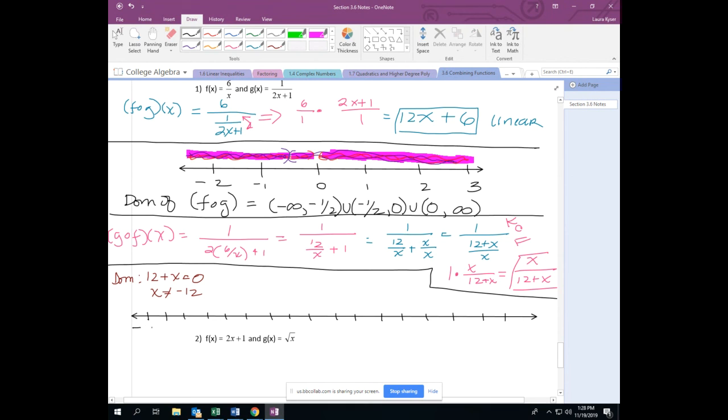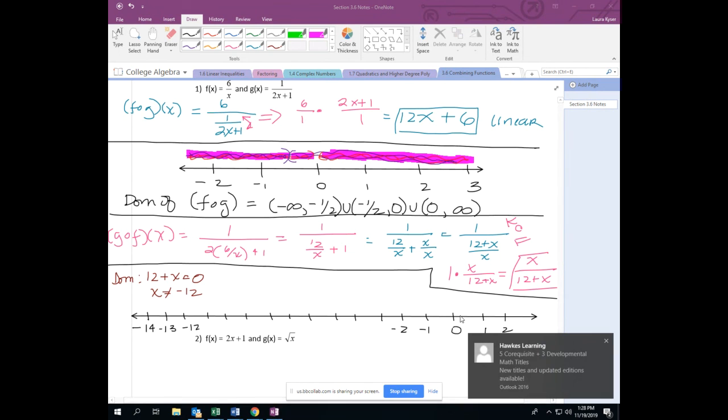Okay, so let's say we've got negative 14, negative 13, negative 12, 11, 10, 9, 8, 7, 6, 5, 4, 3, 2, -2, -1, 0, 1, and 2. Okay, just save some time. That looks like it says 12. I'm going to move this 1 over a little bit. Okay, so just imagine this is completely filled in.